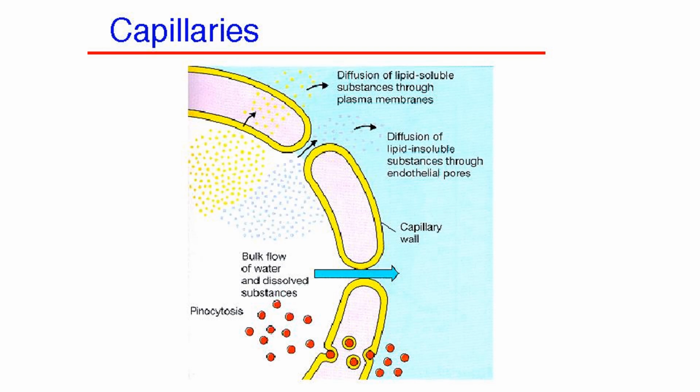Just a reminder that capillaries are single cell layer thick. They are composed only of tunica intima, and you can see in this picture that diffusion may occur across the cell membranes, while we are specifically talking here about the bulk flow of water and dissolved substances between those cells in pores called fenestrations.